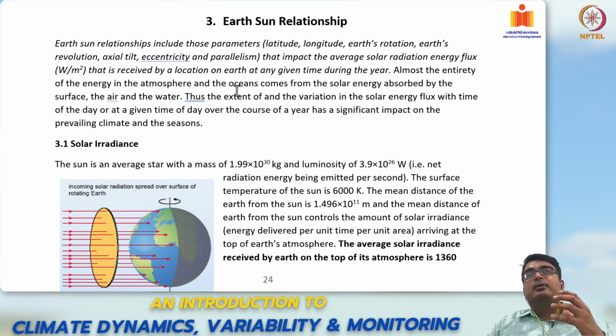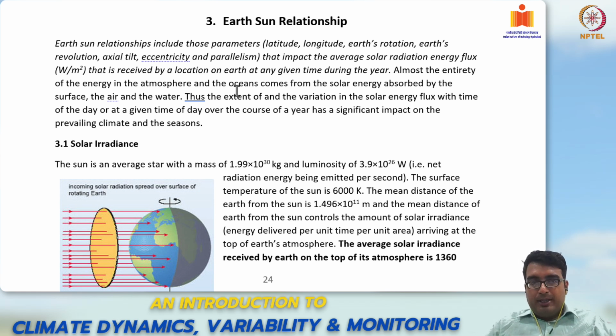All the primarily geometric and astronomical parameters that impact this average solar radiation flux per unit area that we are getting at a given location on the Earth is a part of Earth-Sun relationship. They include the latitude of that location, the longitude of the location, the nature of Earth's rotation and the revolution, the axial tilt of the Earth, and things like eccentricity and parallelism, which we will discuss. Okay.